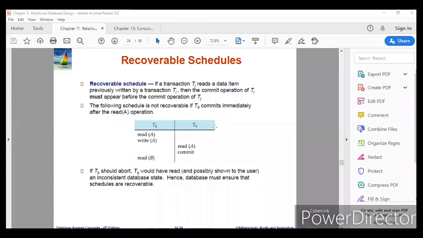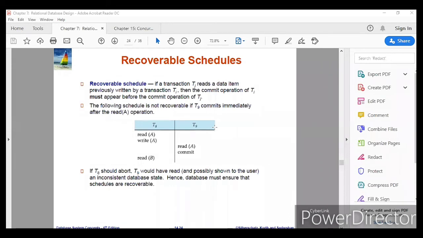So we come to the recoverable schedules. If a transaction Tj reads a data item previously written by the transaction Ti, then the commit operation of Ti must appear before the commit operation of Tj. Because if the commit operation does not happen before Tj reads the data item previously written by transaction Ti, then Tj will probably be accessing corrupted data, or data which is not saved or not updated, rather we should say.